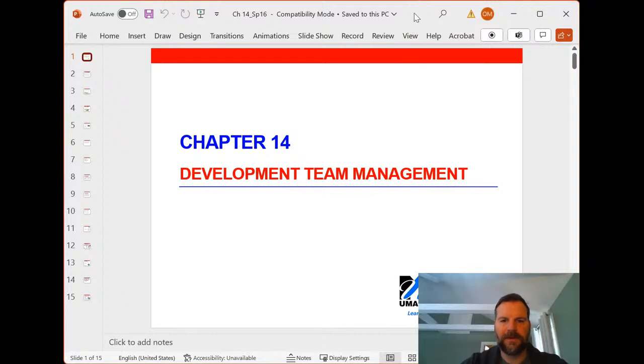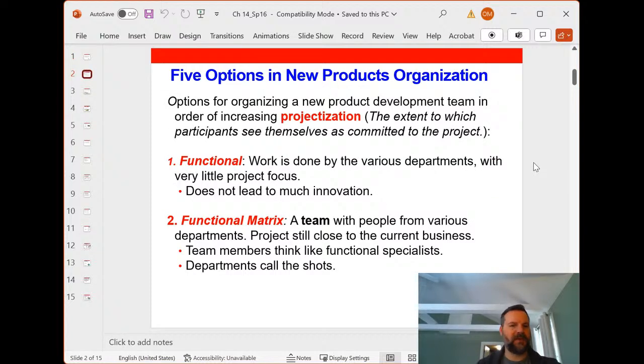Okay, good enough. Chapter 14 talks about development team management. The biggest thing in this chapter is the idea that when you're putting together new product development teams, the team that's actually making the product can look a little different depending on the preferences for the product. A big part of this is the type of product you're making, if it's incremental, if it's radical, or if it's something in between.